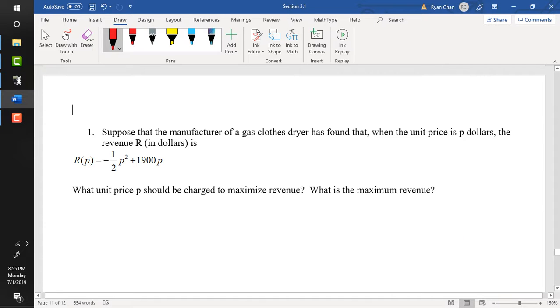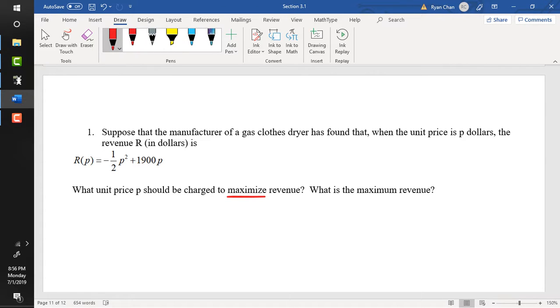Okay. So it says, suppose that the manufacturer of a gas clothes dryer has found out that when the unit price is P dollars, the revenue in R dollars is the following function. What unit price should be charged for maximum revenue? What is the maximum revenue? Okay. So a big keyword is, notice they say maximum.